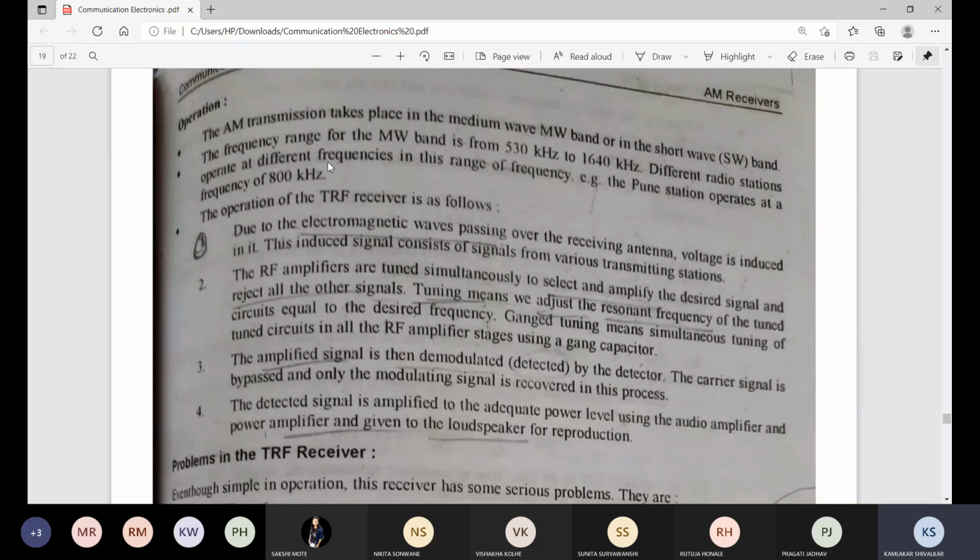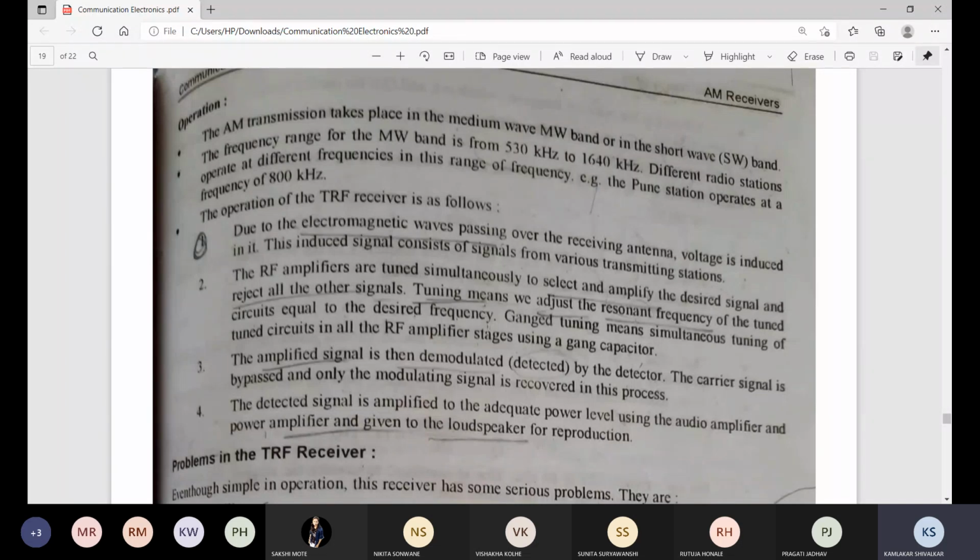राईट, त्याच पद्धतीने मी तुम्हाला सांगितलं होतं परभणी स्टेशन तुमचं साधारण 1300 किलोहर्ट्ज वर किंवा 1305 किलोहर्ट्ज वरती चॅनलाइज होते. राईट, देन द ऑपरेशन ऑफ द TRF रिसीवर is as follows. Due to the electromagnetic wave passing over the receiving antenna, a small voltage is induced in it, and this induced voltage consists of signals from various transmitting stations. Receiving antenna वरती काय असतील, number of signals जेवढे काही तिथे अवेलेबल आहेत, all signals will be caught by that receiving antenna, and they are transferred to the RF amplifier.